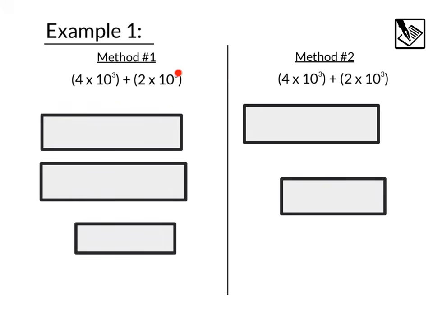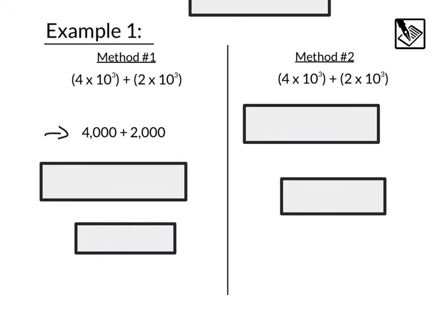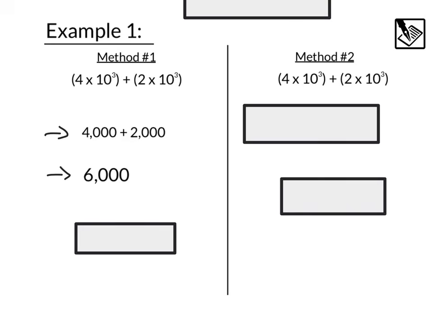For our first example, we're going to be adding 4 times 10 to the 3rd and 2 times 10 to the 3rd. Our first method means that we want to take these and write them in standard form. 4 times 10 to the 3rd is going to move that decimal place 3 times, 1, 2, 3 to get 4,000. 2 times 10 to the 3rd, same thing, 1, 2, 3, 2,000. Then we've got 4,000 plus 2,000, which is going to be 6,000.